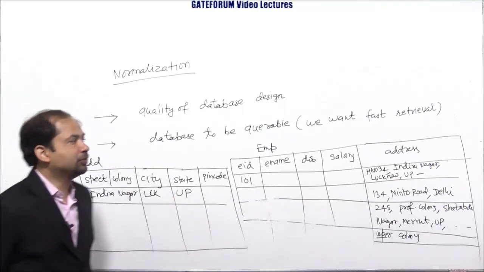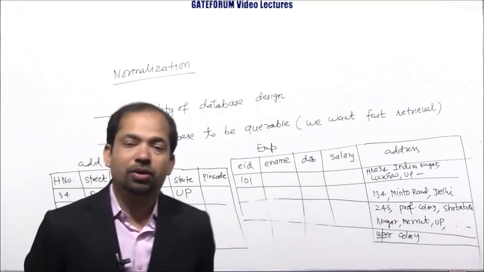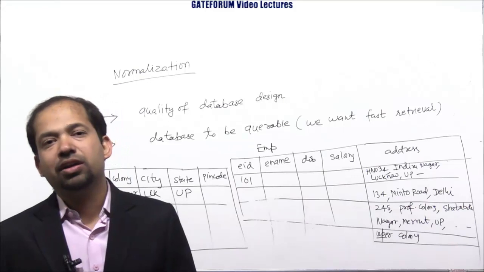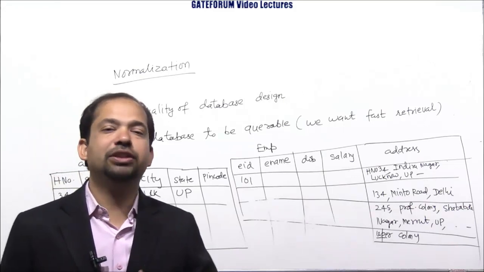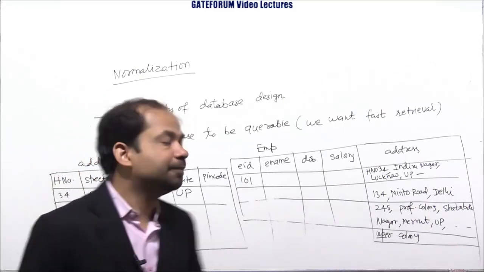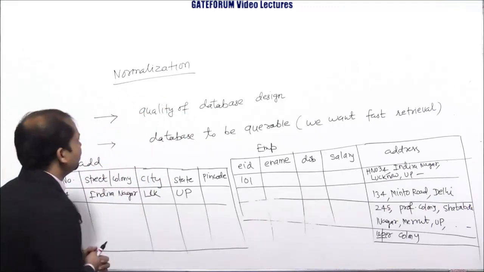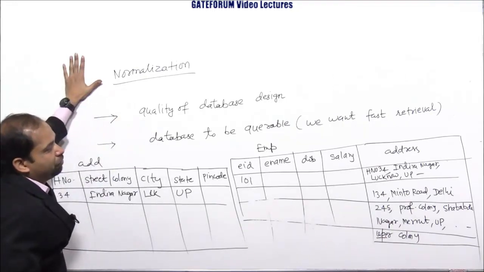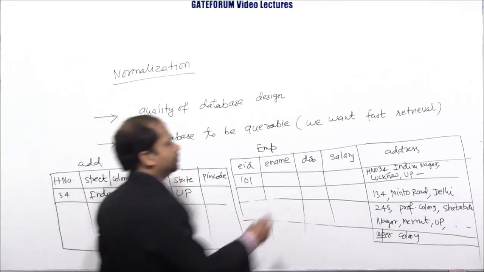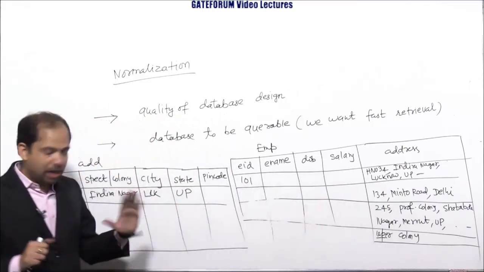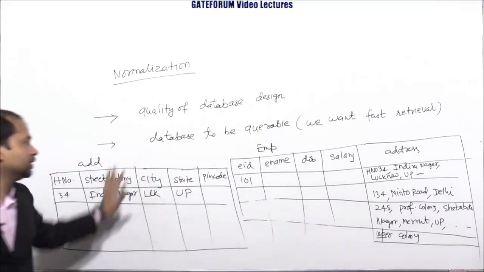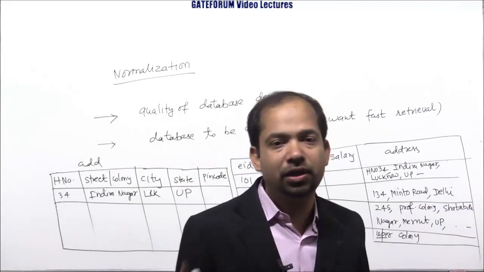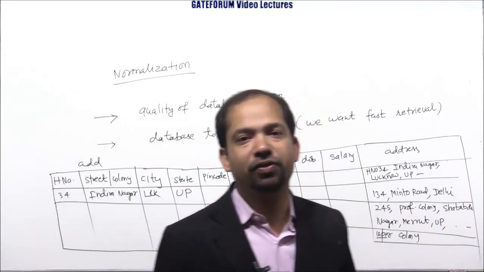So this is one snapshot of why we need some guidelines to make the database better in terms of quality of design. Normalization here talks about quality of design, and also about the database being queryable, because we want fast retrieval of the data. There are certain rules; if you obey the rules one by one, you can achieve better properties of database design.